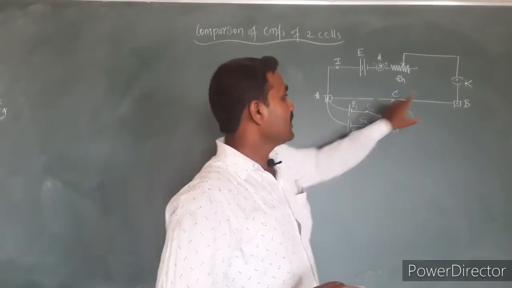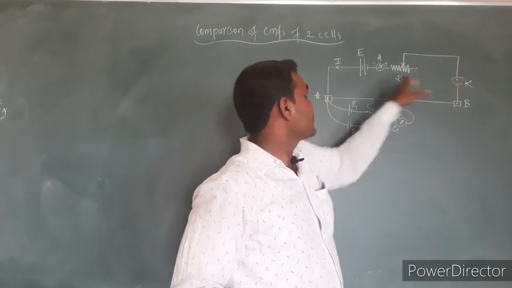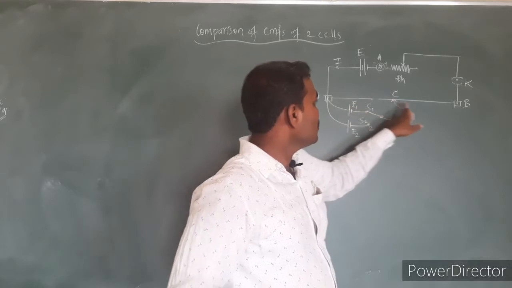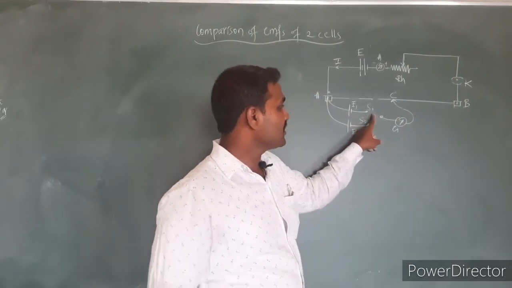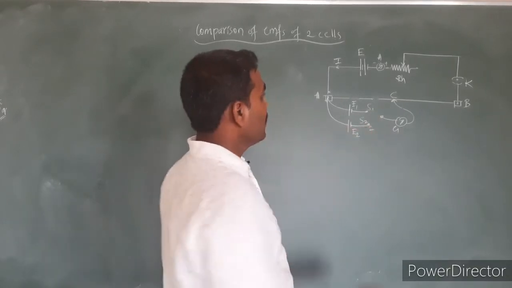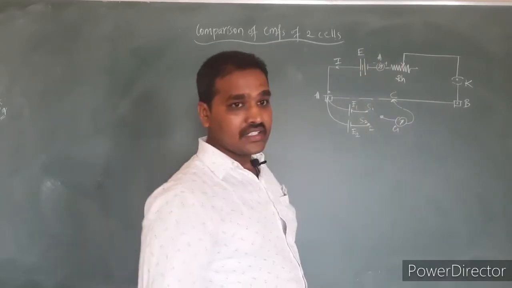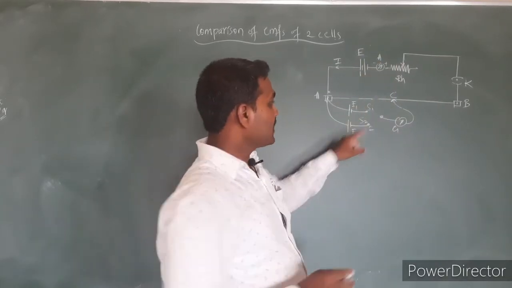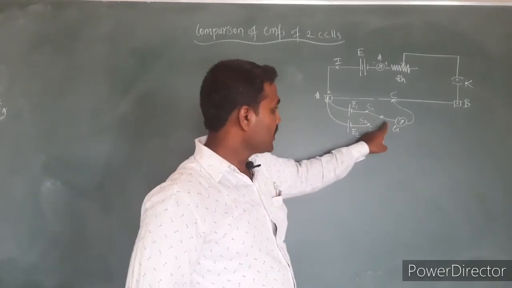Now let us close the key K here. When the key K is closed, current starts flowing through the primary circuit. Initially, let us consider that switch S1 is not closed and S2 is also not closed. Only current is flowing through the primary circuit here. Then now, let us close this switch S1. I will close switch S1.